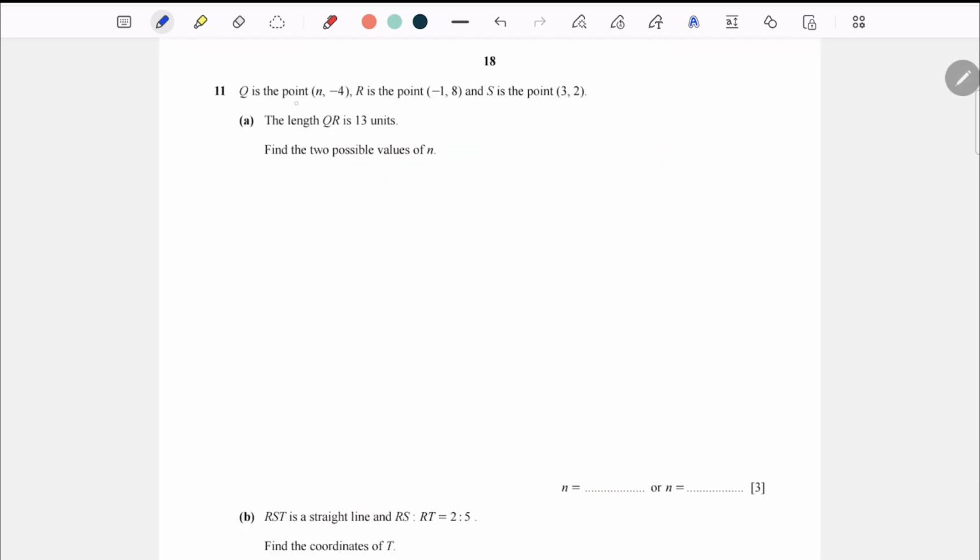Question 11. Q is the point (n, -4), R is the point (-1, 8), and S is the point (3, 2). Length of QR is 13. Find two possible values of n.